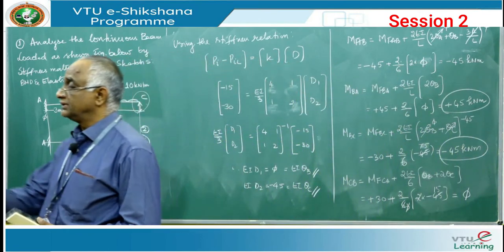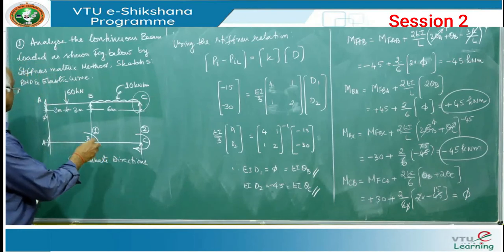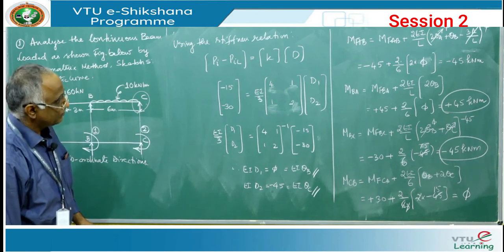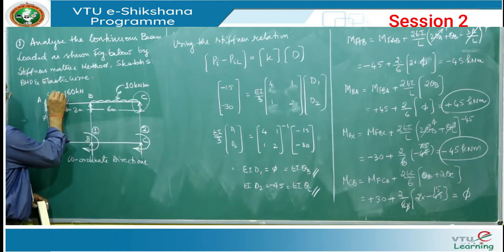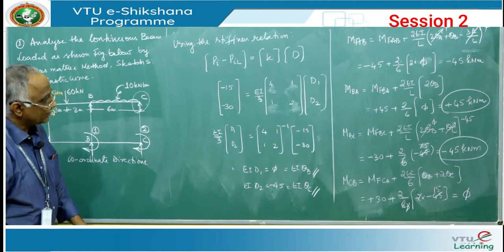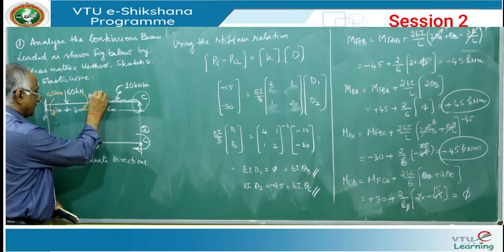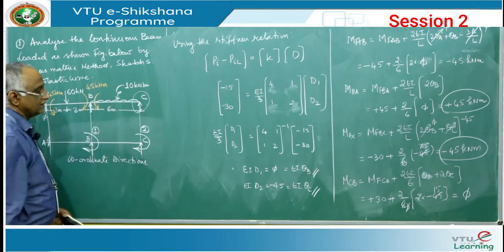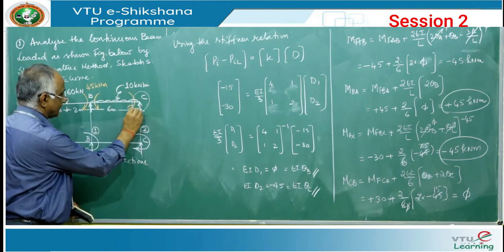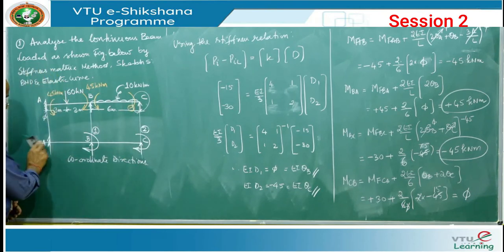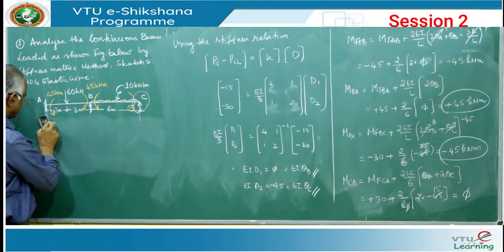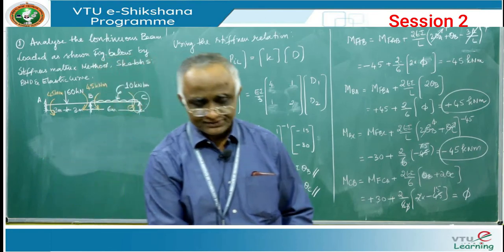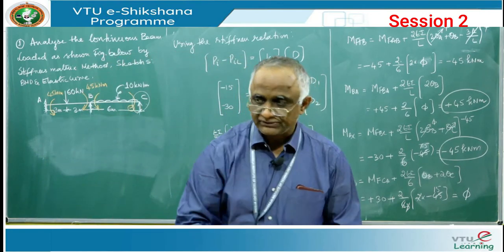Once you get these values, you can mark them on the beam. MAB is minus 45 anti-clockwise kilonewton meter. MBA is plus 45. MBC is minus 45. I can put it here, 45 kilonewton meter. And the final one, MCB, I can mark it as 0. So these are the end moments developed because of the applied load, and the approach we used is your stiffness approach. So the rest of the procedure is the same as your earlier methods.